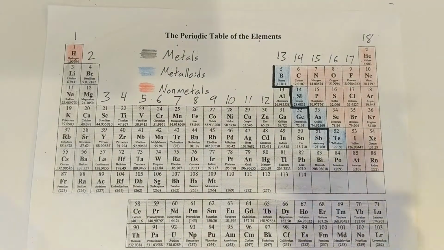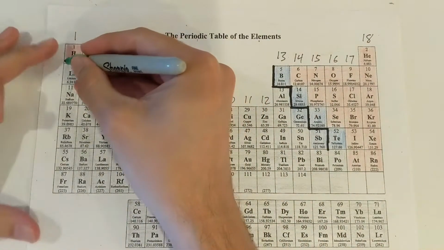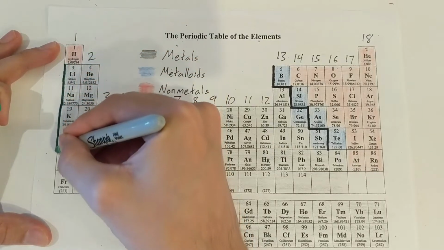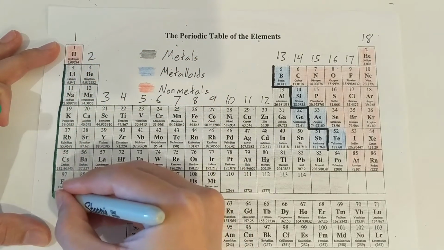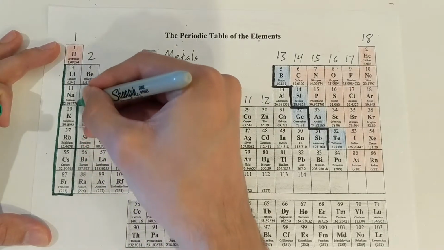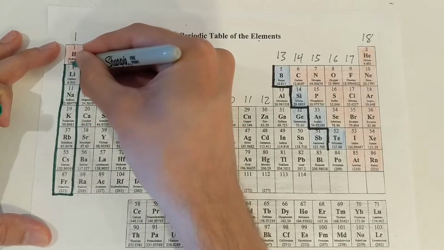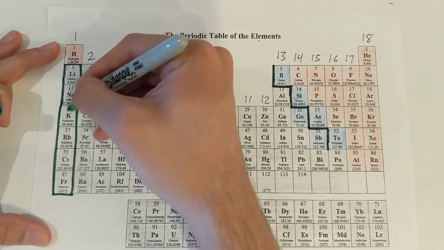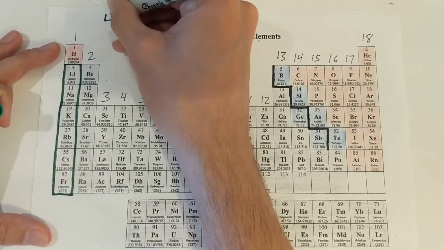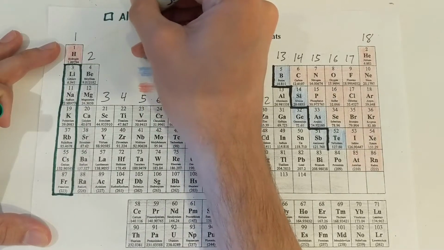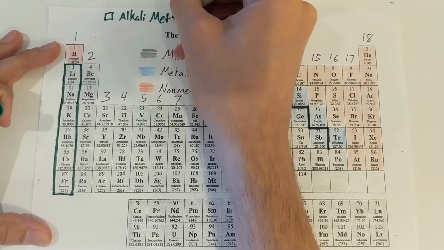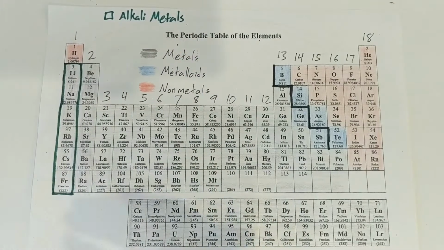So we've seen an experiment with one of these. So let me draw a box around all of our alkali metals here. So those are our alkali metals. We got 1, 2, 3, 4, 5, 6 of them. And I'll put it up here. These are alkali metals. And they are extremely reactive.